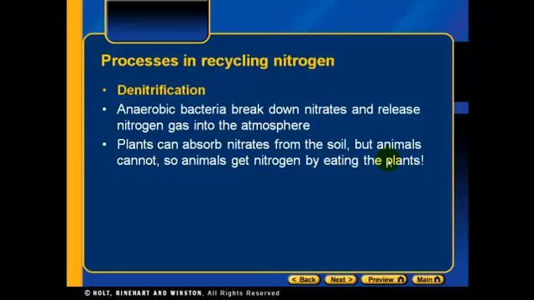Plants can absorb nitrates from the soil, but animals cannot. So the only way we can get that nitrogen is by eating plants.